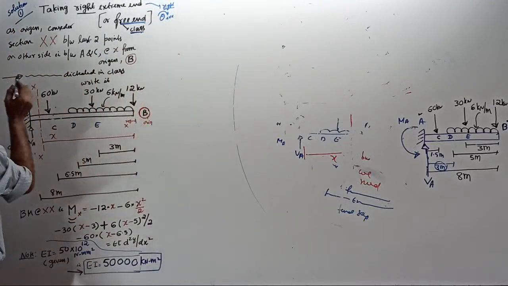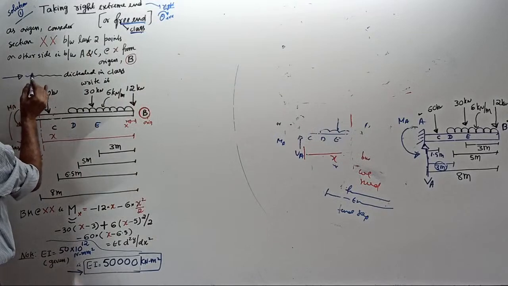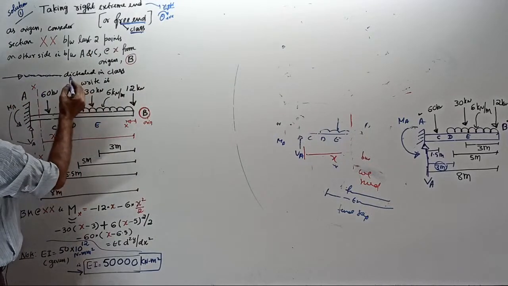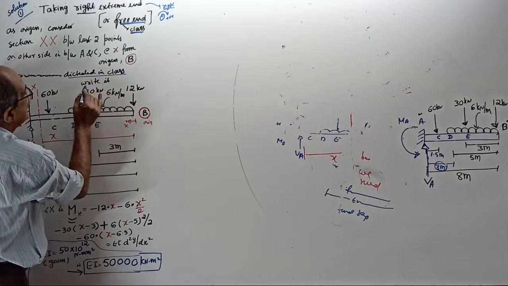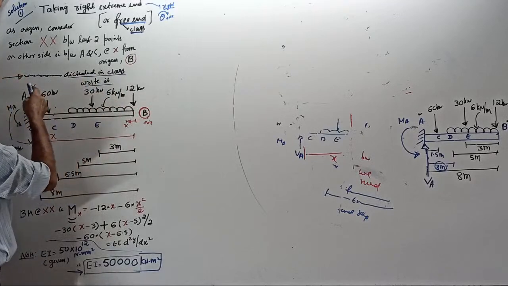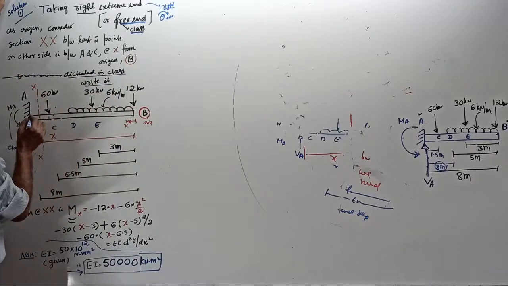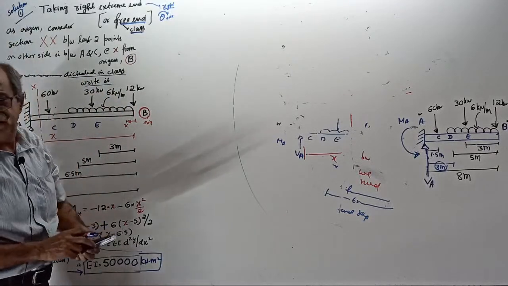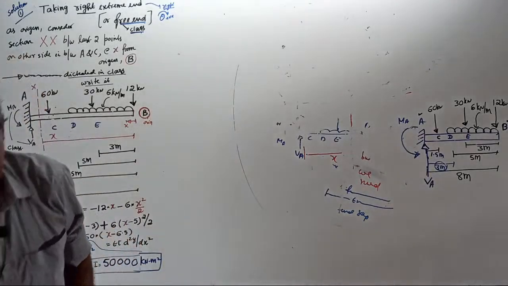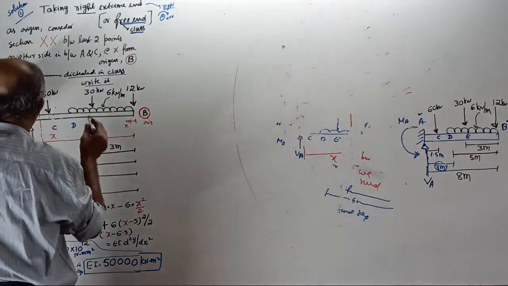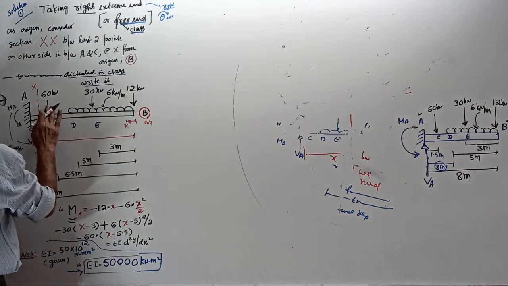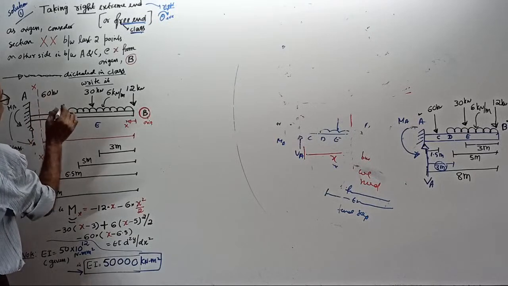Now, some statement you have to write, as dictated in class. When you take B as origin, section XX between C and A is compulsory. It is required that it has to pass through the UDL. But unfortunately, it is not passing through the UDL.